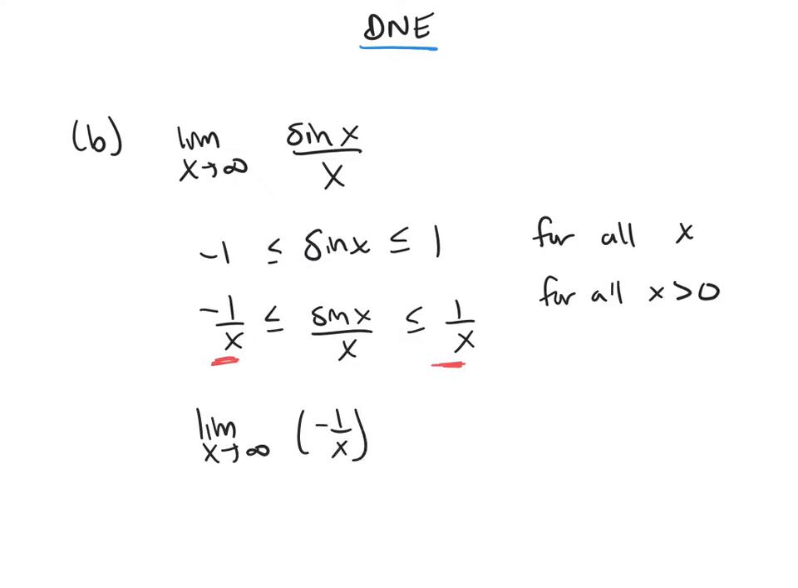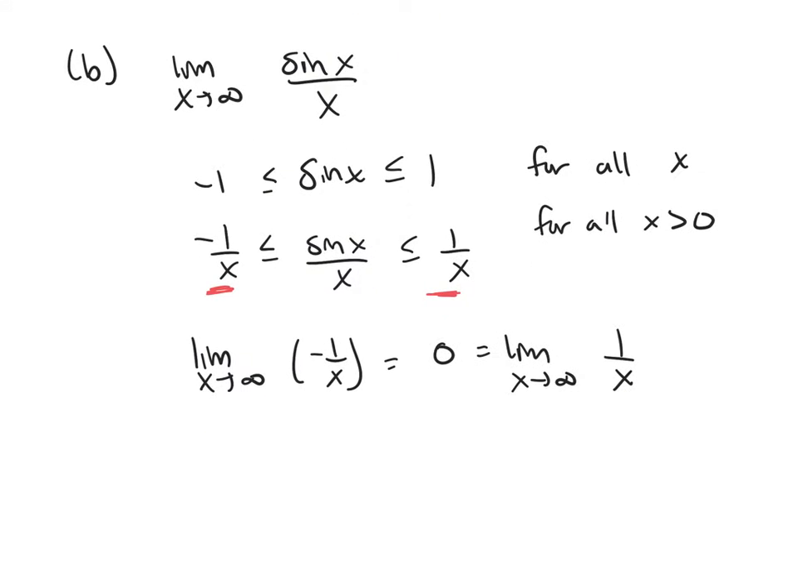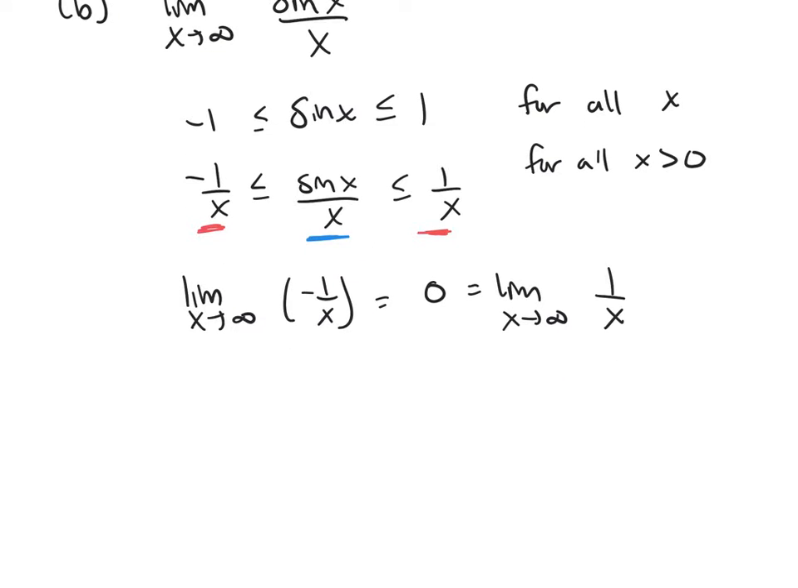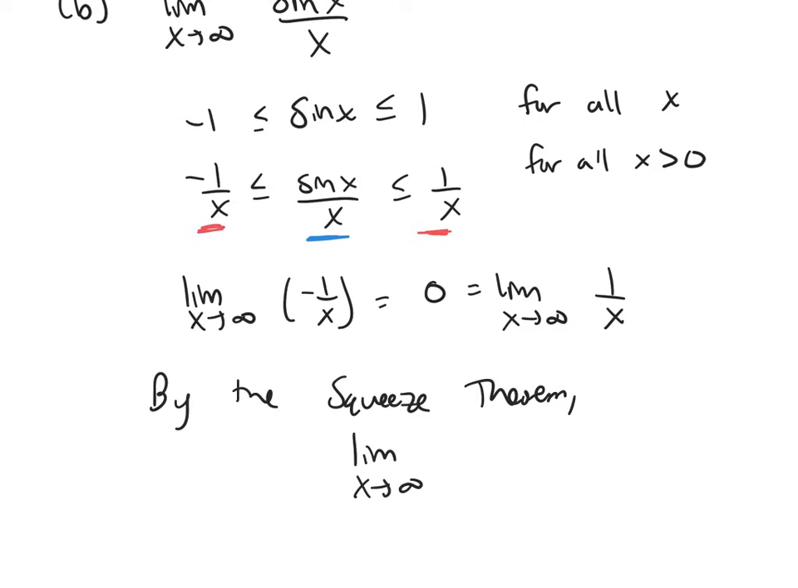If I look at the limit of -1 over x, it's 0. Same thing for the limit as x goes to infinity of 1 over x, it's also 0. So then the squeeze theorem tells me that my function, sine of x over x, has to have the same limit. So I'll say by the squeeze theorem, the limit as x goes to infinity of sine of x over x is going to be 0.